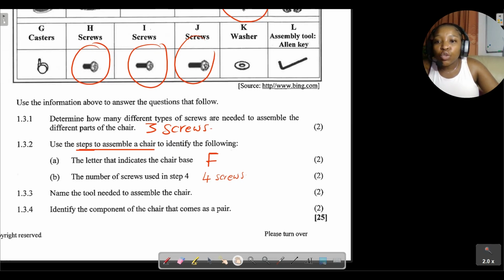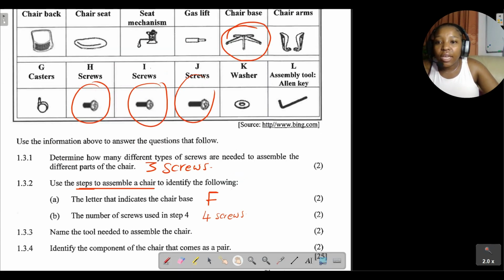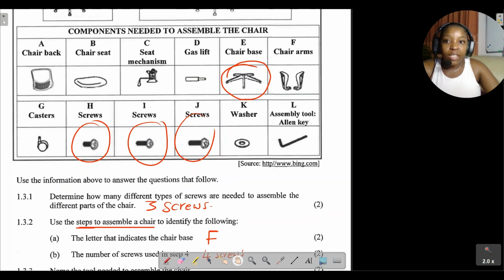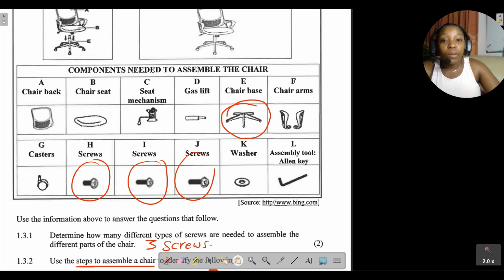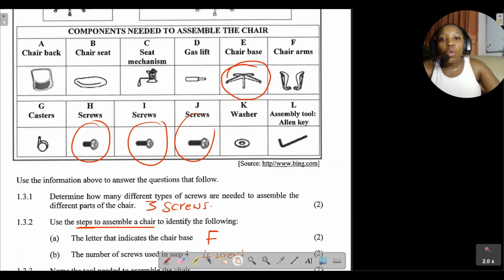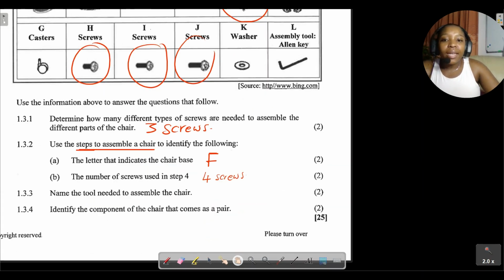Question 1.3.3, name the tool needed to assemble a chair. So now we're not focusing on the steps to assemble a chair anymore, right? We are now looking at just the components. So what's the tool that will be needed to assemble a chair? The only component that talks about a tool is the Allen key. So that is the tool that will be needed.